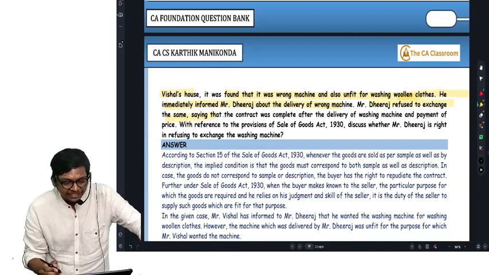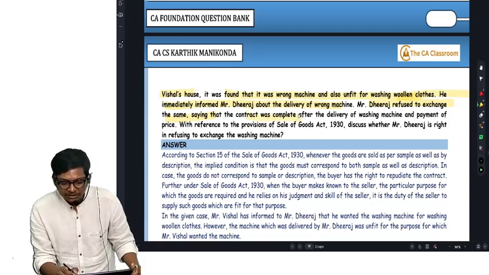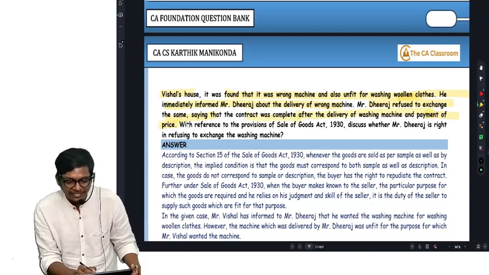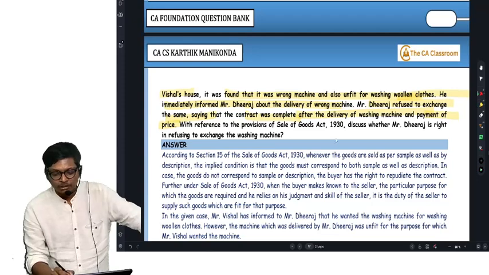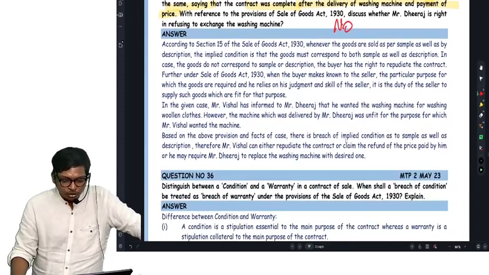Dheeraj refused to exchange, saying that contract was complete after the delivery of washing machine and payment of price. Is Dheeraj correct here, guys? No, because you have asked for the goods based on what?